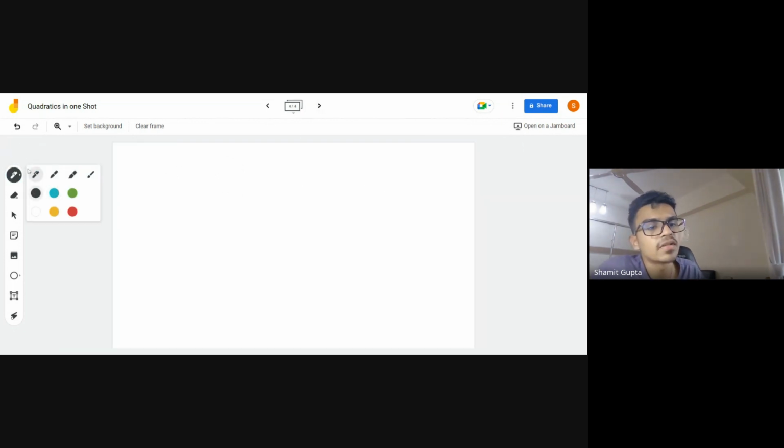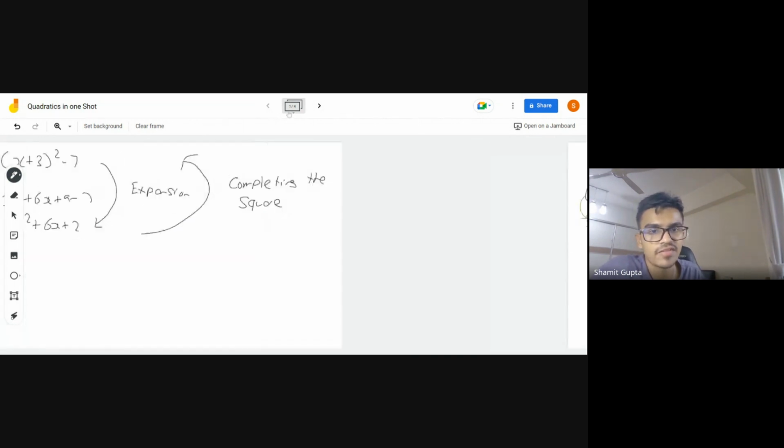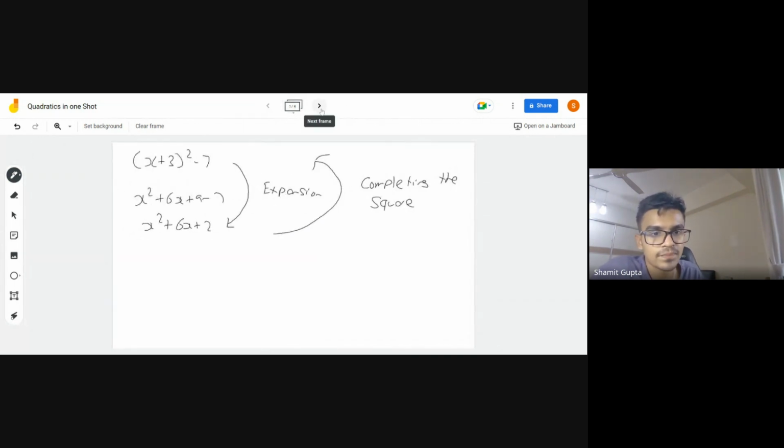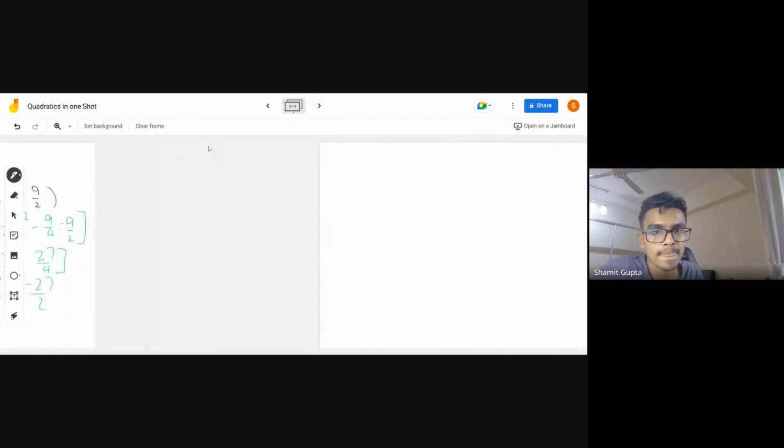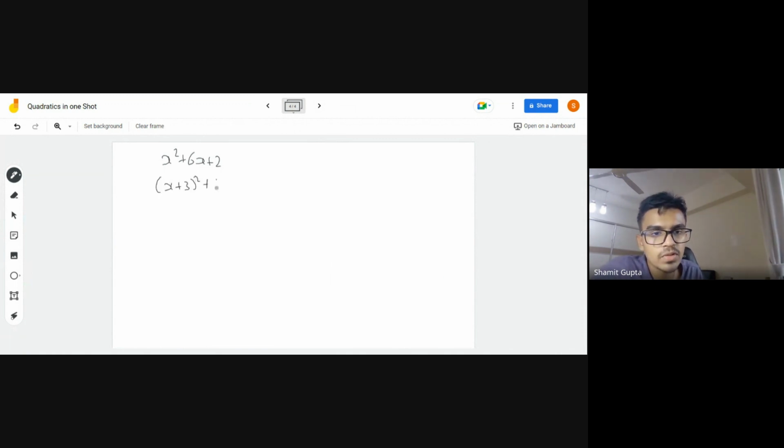Now, why is completing the square helpful? First thing is it helps you find the inverse of a function. For example, let's take the example of x squared plus 6x plus 2. If you want to find the inverse of x squared plus 6x plus 2, or if you want to make it a subject, you just got x plus 3 squared plus 1.